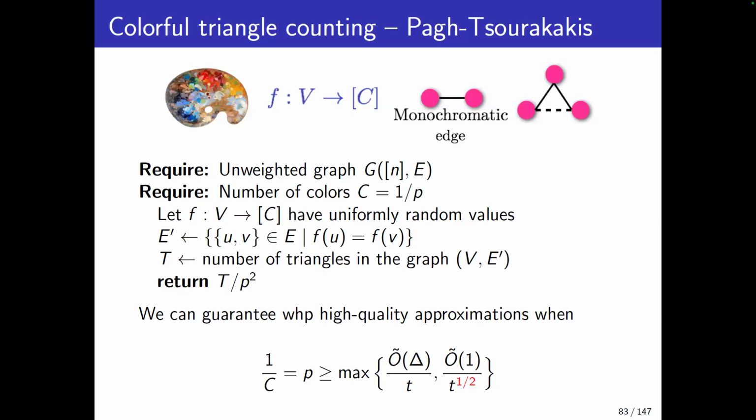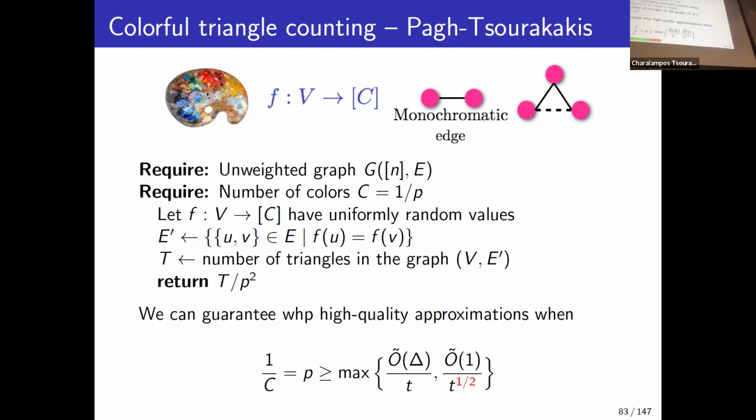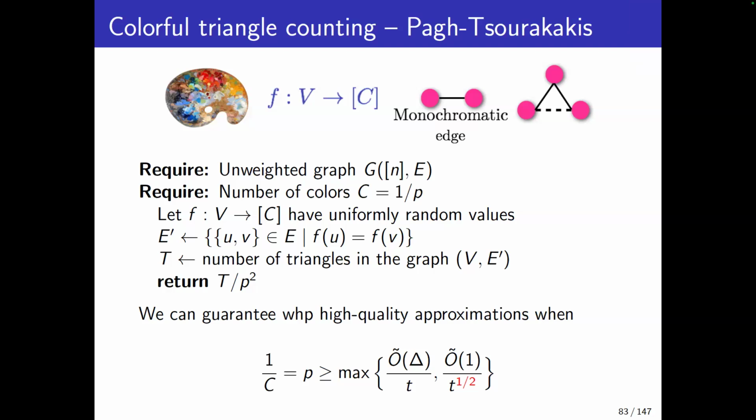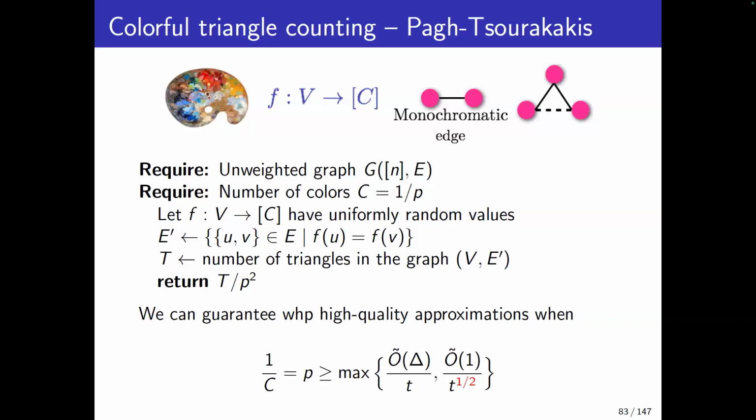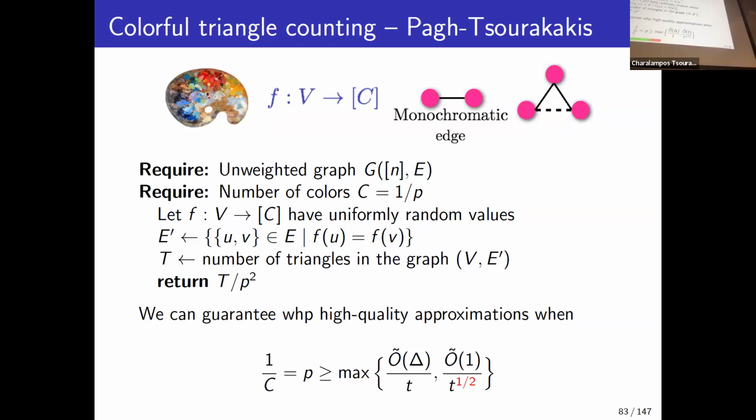So if I set the number of colors to be 1 over P, so if I think of the inverse of the number of colors as a probability, in the sense that the more colors I use, the less edges I will have, because fewer will be monochromatic. What we do here is we keep the monochromatic edges, we count the triangles in this sparsified graph, and we scale t divided by p squared, or equivalently by the square of the number of colors. Now, why do we scale by the square?